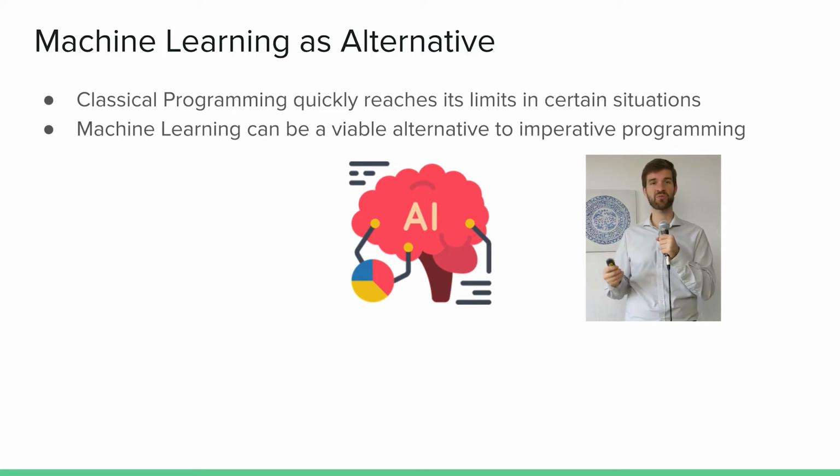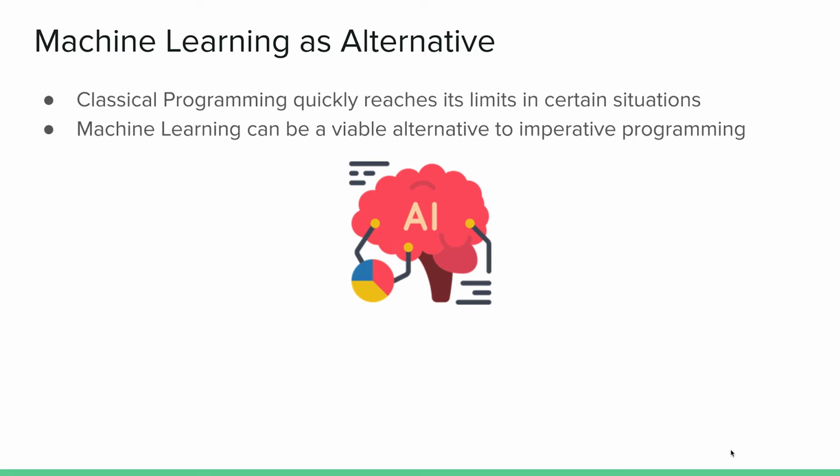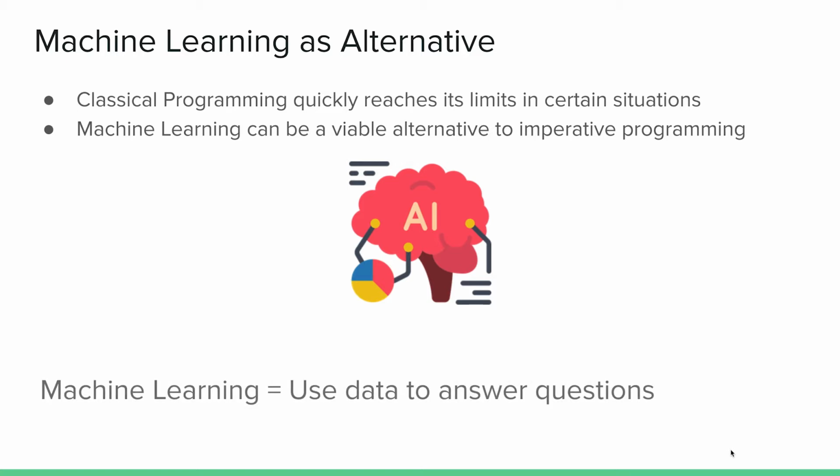It becomes really, really hard if you think about trying to detect a cat. What rules determine whether this is a cat or something else? And this empirical programming, where you say, do this, do that, quickly reaches its limits in these situations. And the good news is machine learning can actually be a viable alternative to this imperative programming.